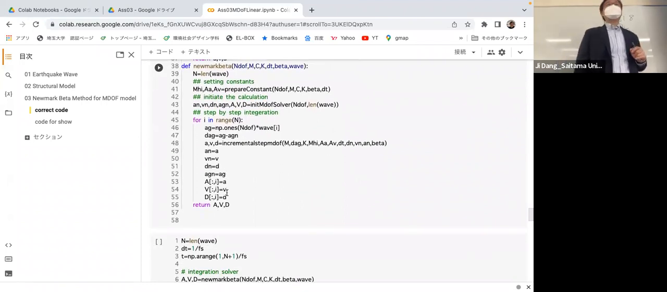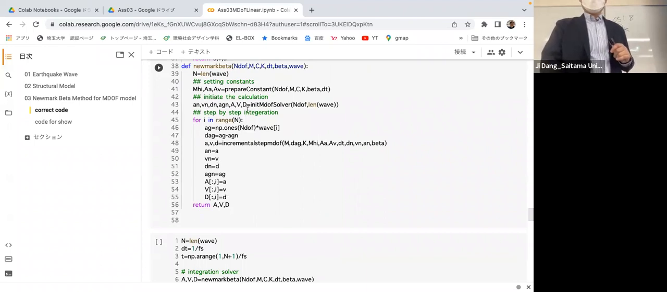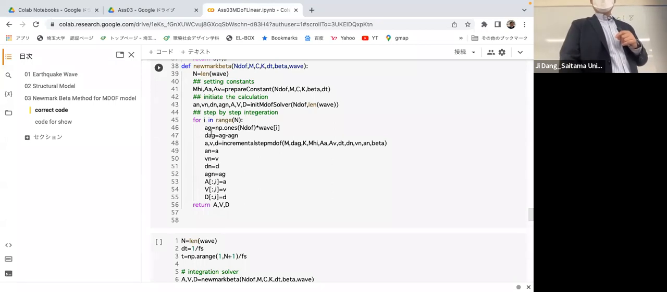I will show you the Newmark beta method, how to do the Newmark beta method. Firstly, you will know the number of steps by the length of the wave. Remember that it should only do 3,000, not all of them. And prepare constants for these functions beforehand. Use the one to prepare the empty initial calculation. And then do the step-by-step integration. With step-by-step integration, you get AG. And you get DAG from AG minus AN, okay?